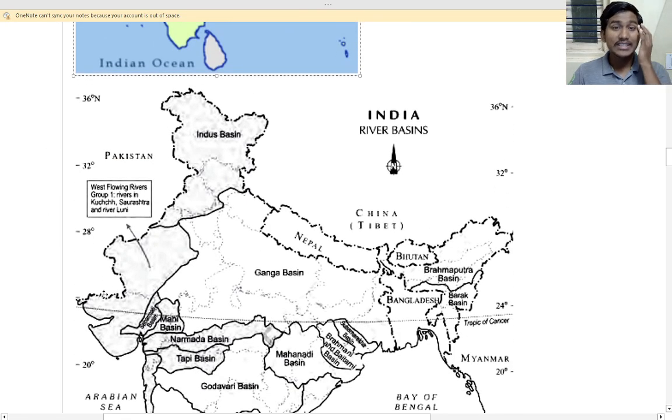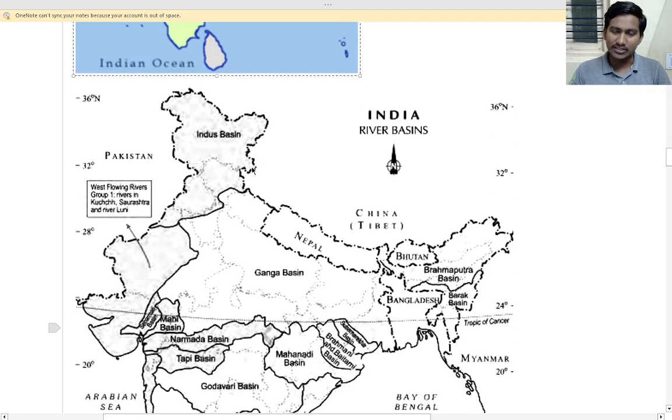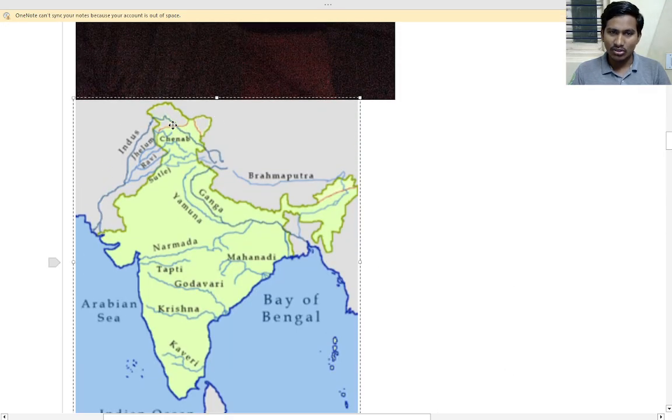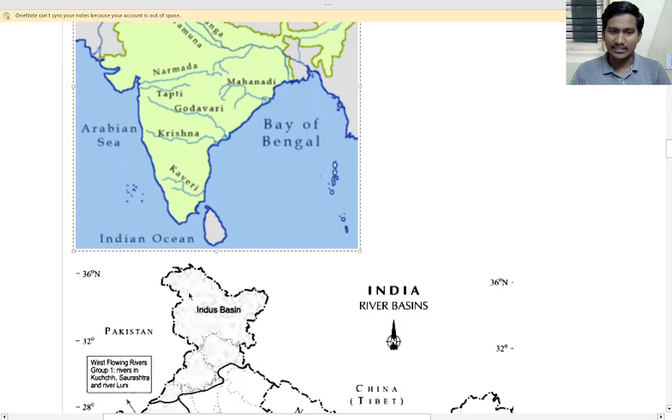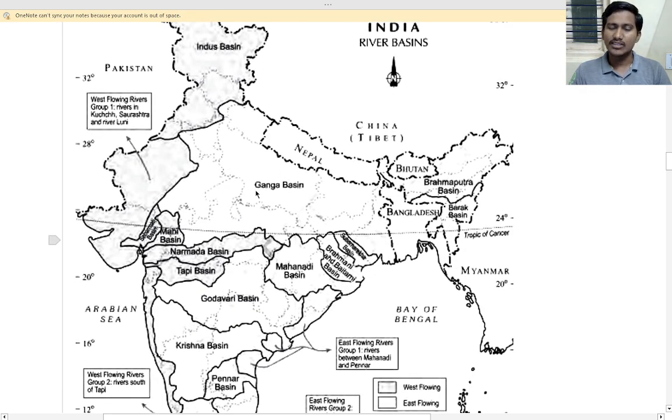Okay, so we will see deltas. What do you mean by basins? That is the Indus basin, the whole area. This whole area is in the Indus basin. Can you see here? All these rivers combinedly join here, and then it flows as the Indus river, right? From this whole area, all the water goes to the Indus river. So this area we call the Indus basin. And this is the Ganga basin. This whole water goes to the Ganga river, right? That is the Ganga basin.